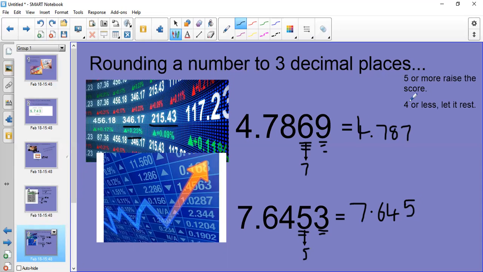Okay, so that's how you round. As long as you remember 5 or more, raise the score, 4 or less, let it rest. If you remember that little rhyme, it definitely helps. That's what helped me learn this skill.